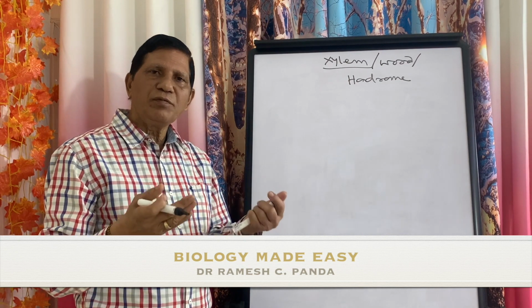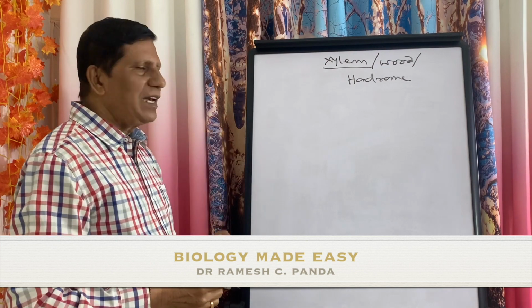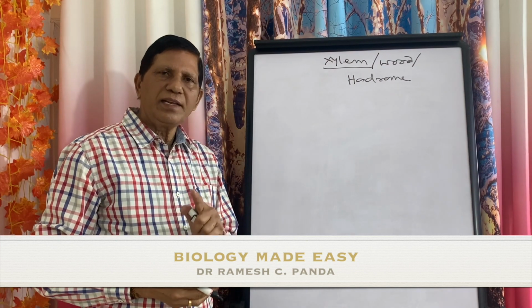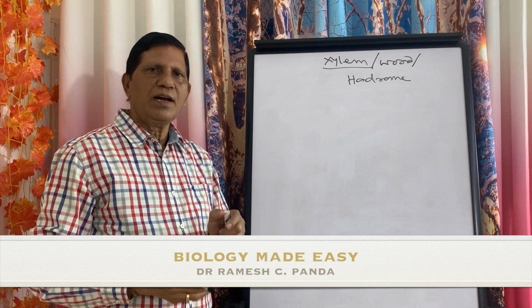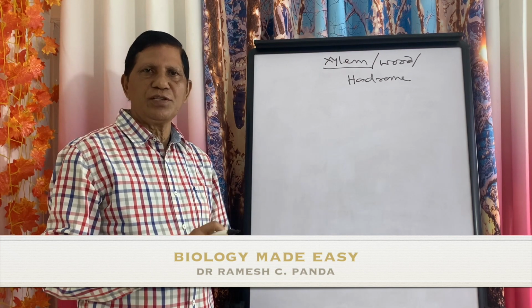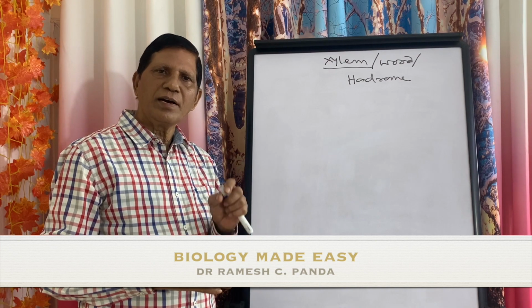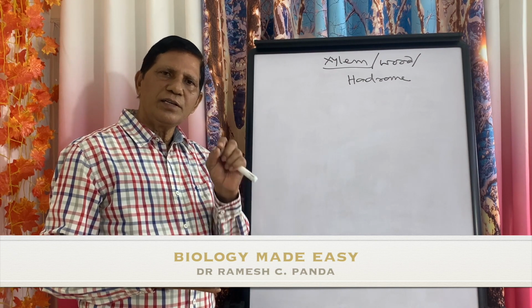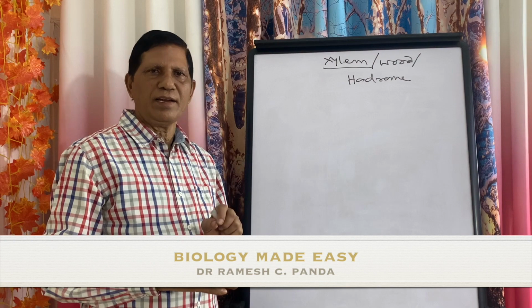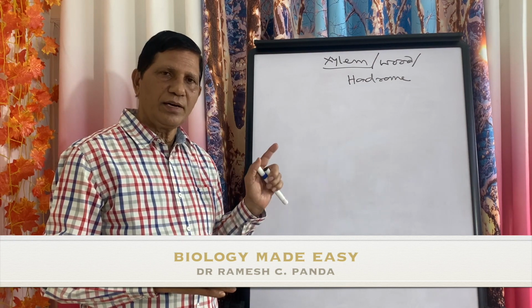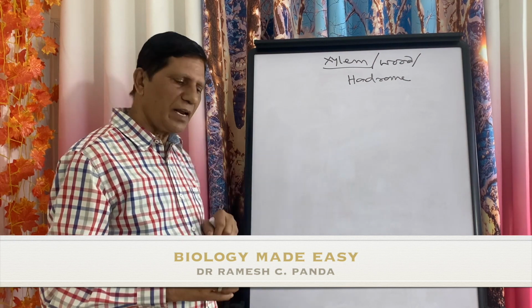But what are the different constituents? Xylem is a complex tissue. Here there are four types of cells and all are different from each other. That is why it is a complex tissue. Whereas in parenchyma, collenchyma and sclerenchyma, the cells were of one type. That is why they are simple. But here we will get different types of cells.